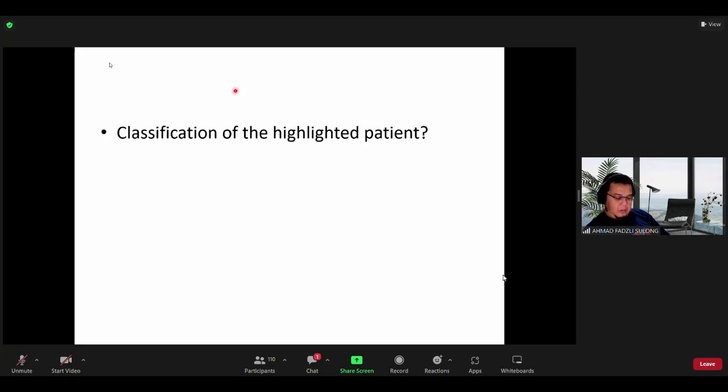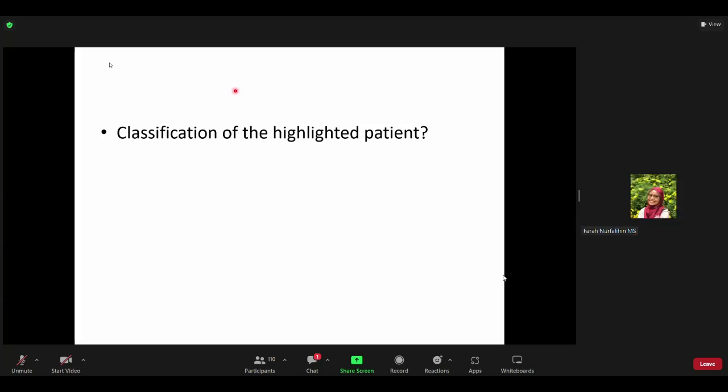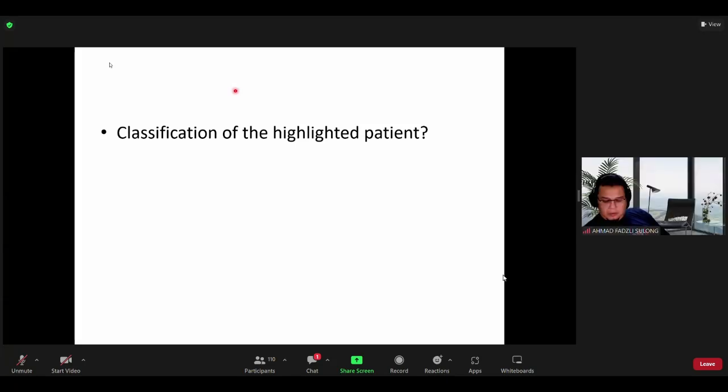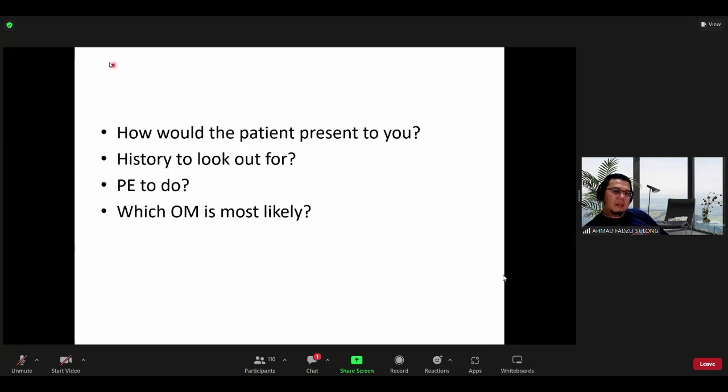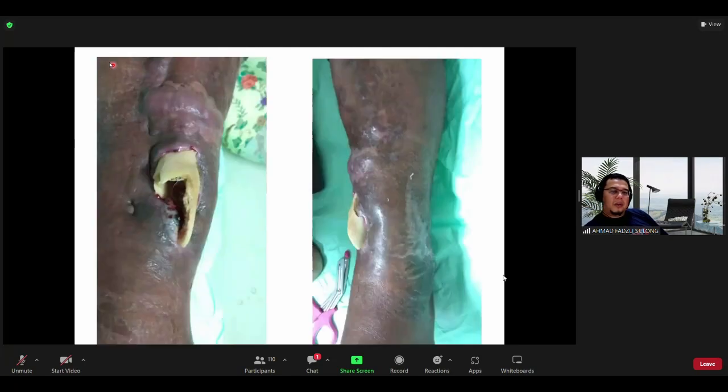Classification. You know the classification of OM, right? Can anyone tell me the classification of OM? Farah, okay. Let's say this is the patient. You've seen this before, right, Farah?